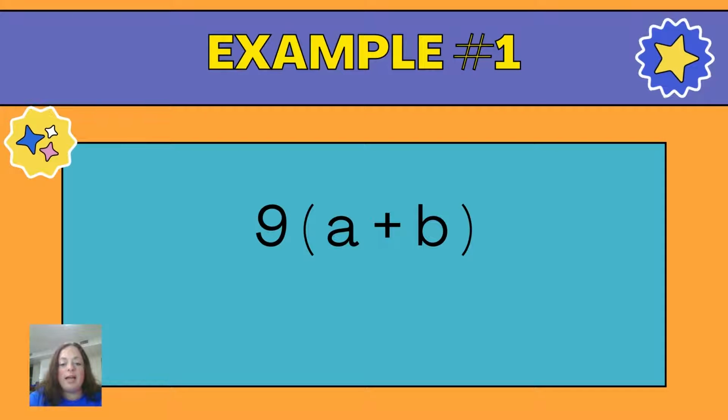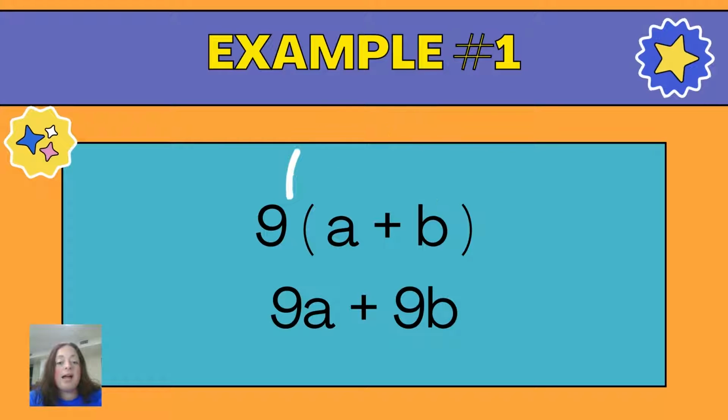Example 1: 9 times the quantity of A plus B. The 9 is going to be distributed to the A and the B that are both inside the parentheses by multiplication. So 9 times A is 9A, and 9 times B is 9B. We'll rewrite it like this: 9A plus 9B. These two expressions are equivalent. 9 times the quantity of A plus B is equivalent to 9A plus 9B. That means that the two expressions are equal to one another.